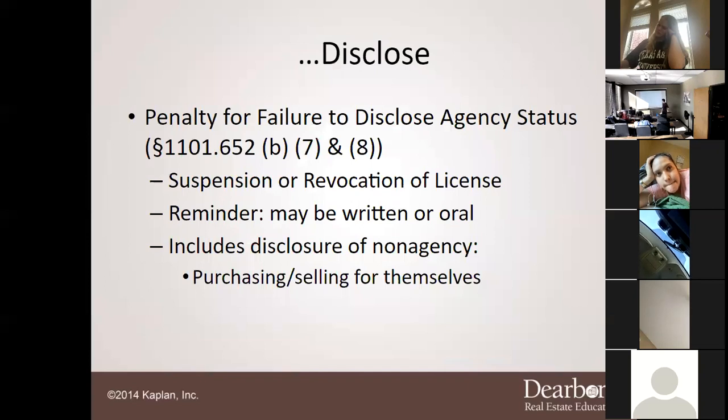All right, so penalty for failure to disclose agency status. So this goes back to what I was saying. If I just go and show a property and I just open the door and let them do their thing, I never actually told them agency status, which could come back on me. And then who are they going after next? My broker. And he's not going to be happy.